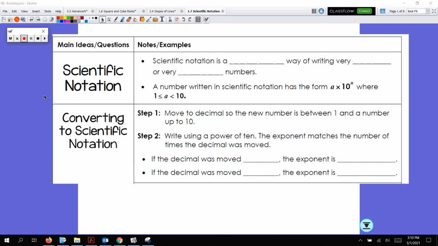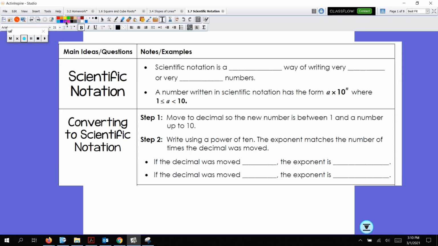All right, today we're going to talk about scientific notation. So scientific notation is nothing new to you. It's just another way of writing really big or really small numbers in a simpler way. Okay, so scientific notation is a compact, that's the first word we're going to put on the line here.